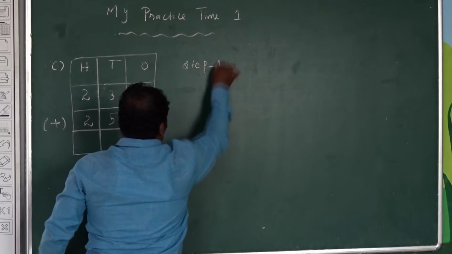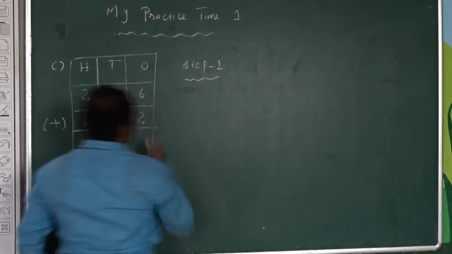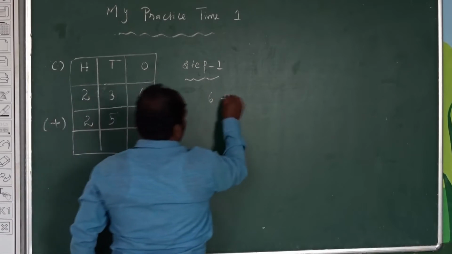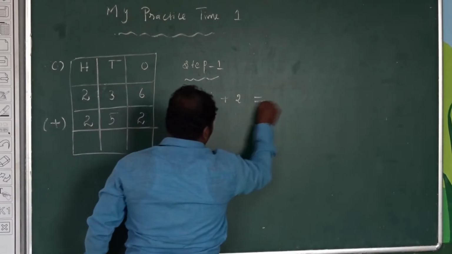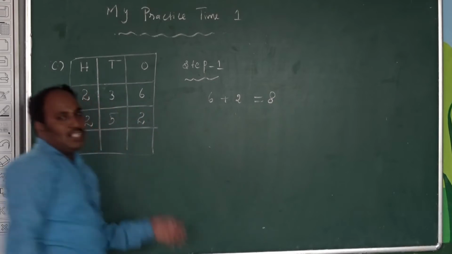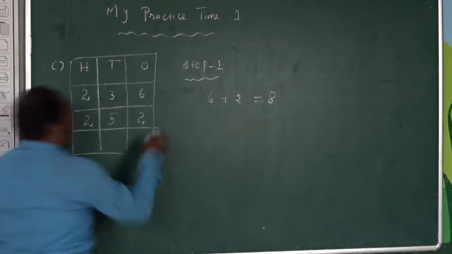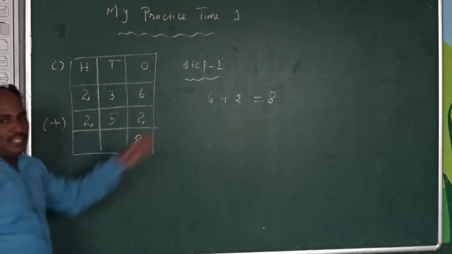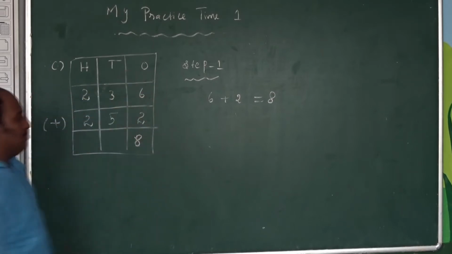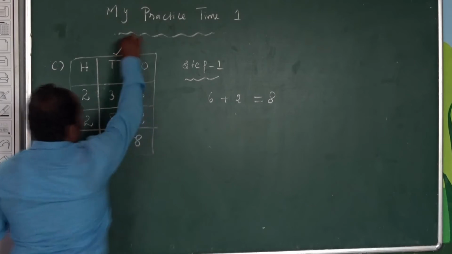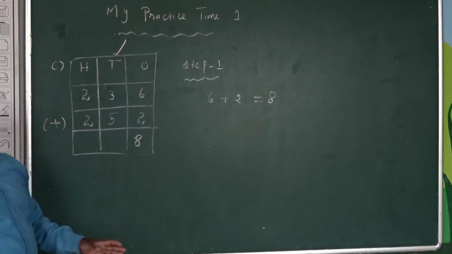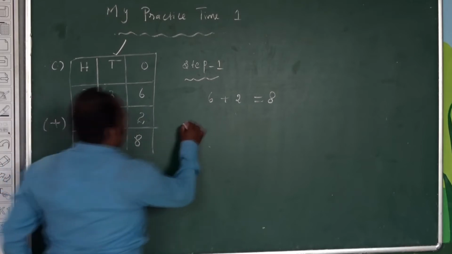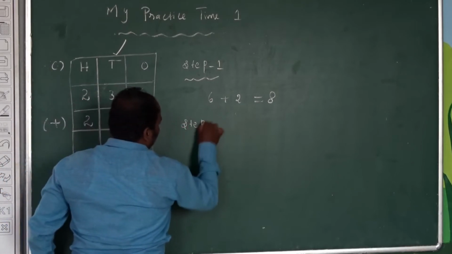Step 1. Here our ones place is 6 plus 2. 6 plus 2 is equal to 8. So the number 8 is written in the ones column. The next one, tens place. Our tens place is 3 plus 8. So step 2.